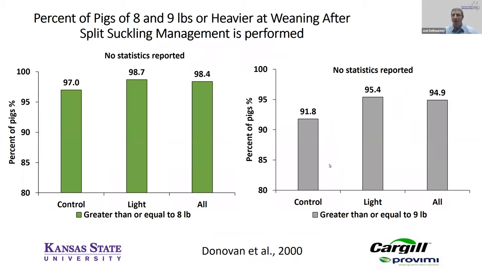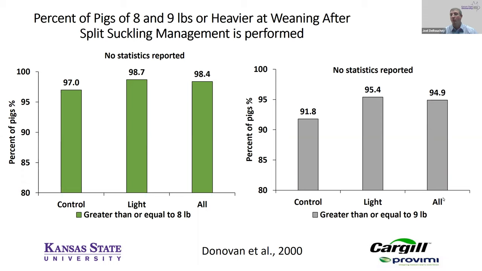From a split suckling management standpoint, we wanted to talk about a particular study by Donovan and others. While there's no statistics reported, because this was something we gleaned from the data and they didn't run statistics on, we felt it was important to point out. I want to just go to the graph on the right, which is the amount of pigs greater than 9 pounds. In this particular study, they had a control where there was no split suckling completed, or they divided the litters up, and just the lightest pigs were allowed to split suckle, where the heaviest pigs were removed for a couple hours.